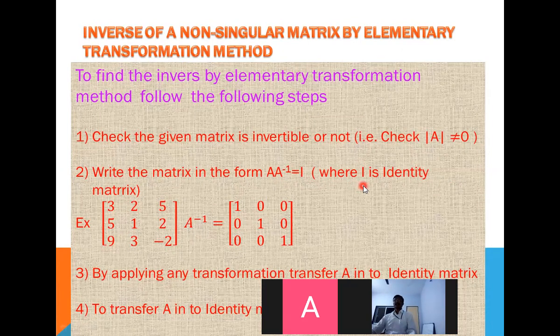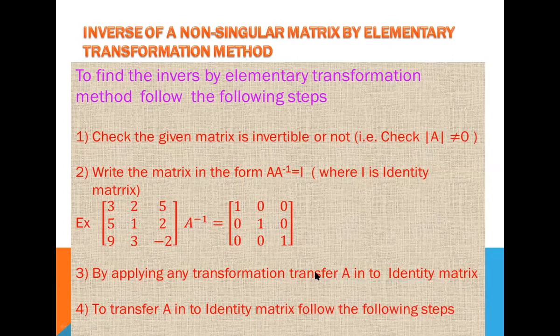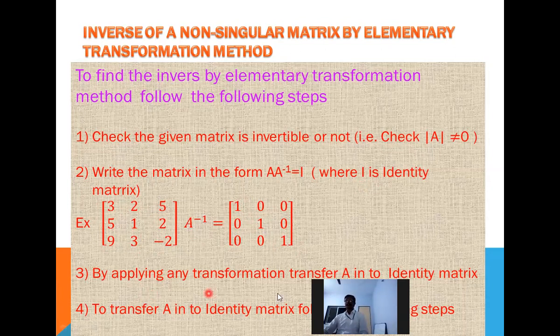Let us take one example. Suppose this is the matrix A given to you. Then we have to write this A into A inverse, and since this is a 3 by 3 matrix, we have to take the 3 by 3 identity matrix. So this is the second step, that A into A inverse is equal to the identity matrix. Okay, no problem. So the next step is by applying any transformation.